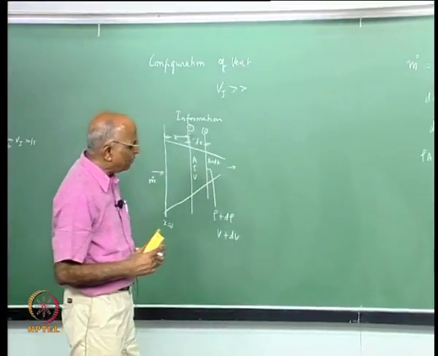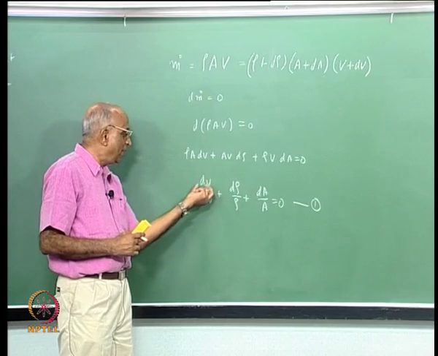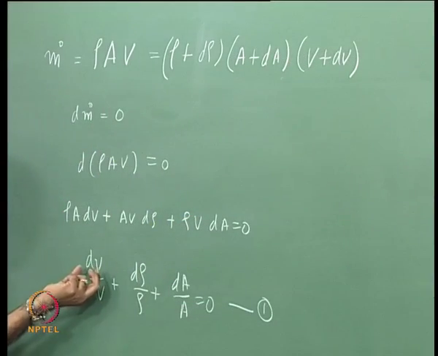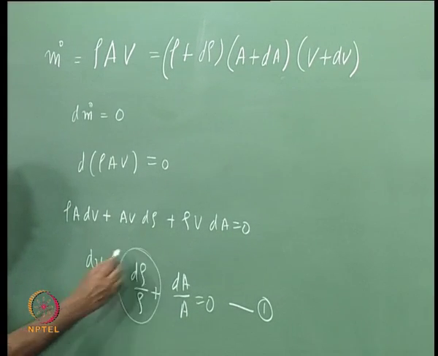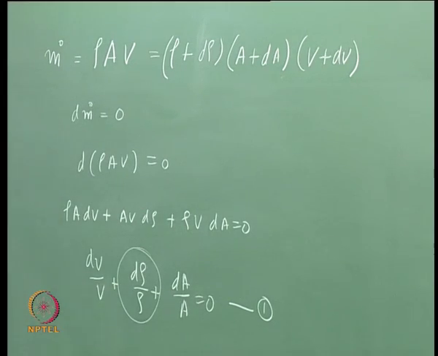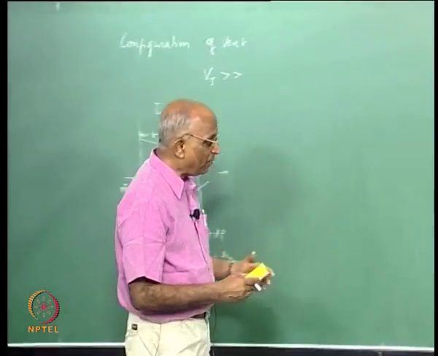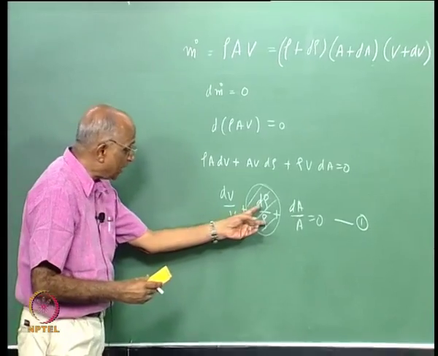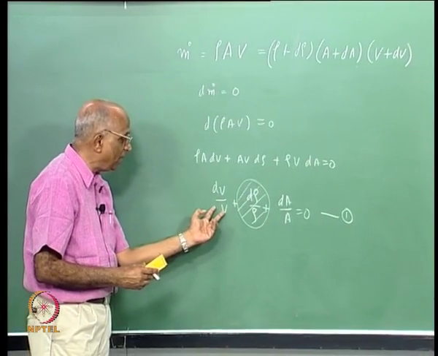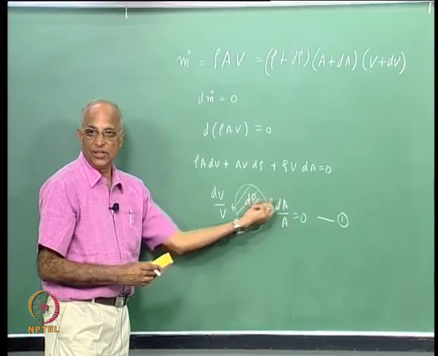Now, why did I derive this? I wanted to find out what change in area will give me a high value of velocity, and therefore my aim is to relate dV by V with dA by A. Unfortunately, I am left with d rho by rho, because the flow I assume is compressible, the density is changing. This term I should express either in terms of dV by V or dA by A to be able to find the dependence of velocity on the change in area.